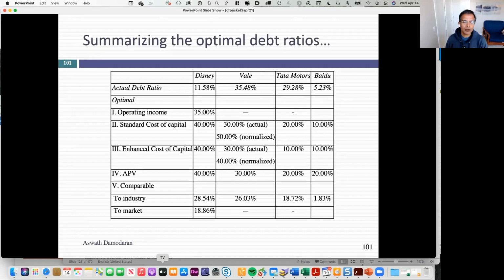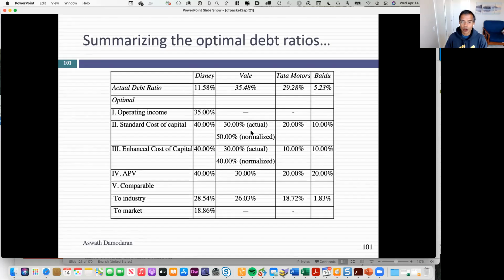You're saying the numbers are all different. They are. But the direction is always the same, right? Disney looks underlevered no matter how you slice and dice the data. Whether you push them to 20% or 40% is going to depend on which approach you're going to hang your hat on. But even if you said, I just want to be like everybody else, Disney's debt ratio should be about 20%.